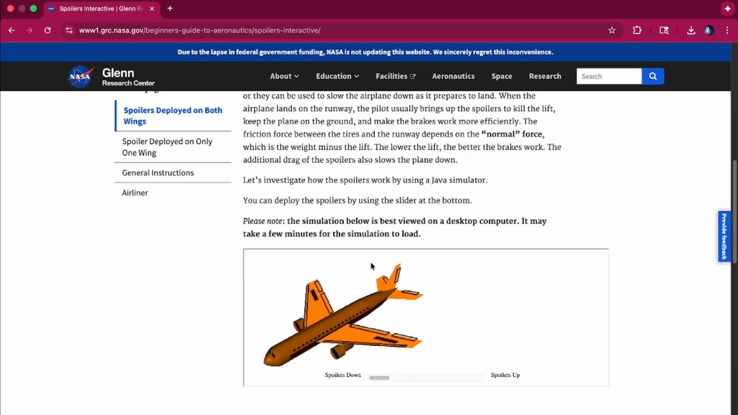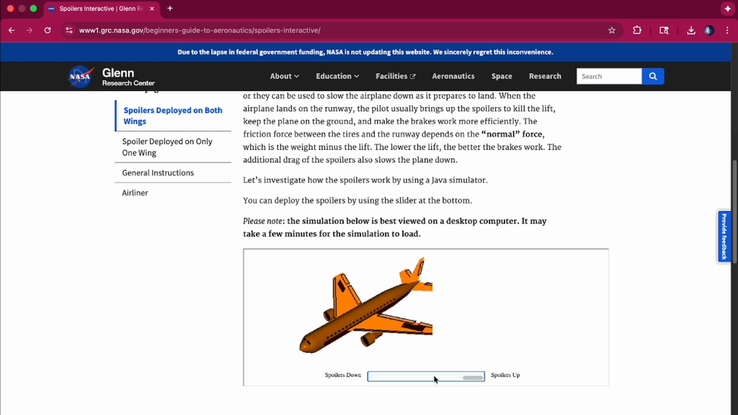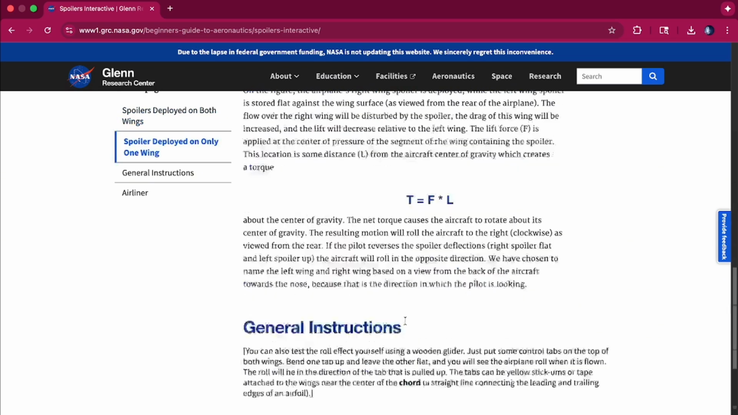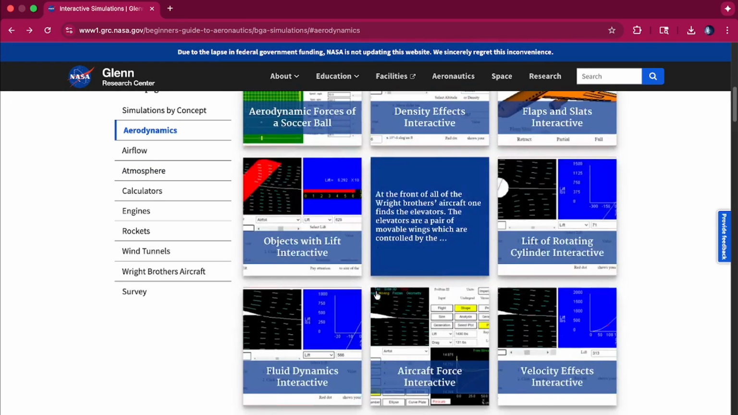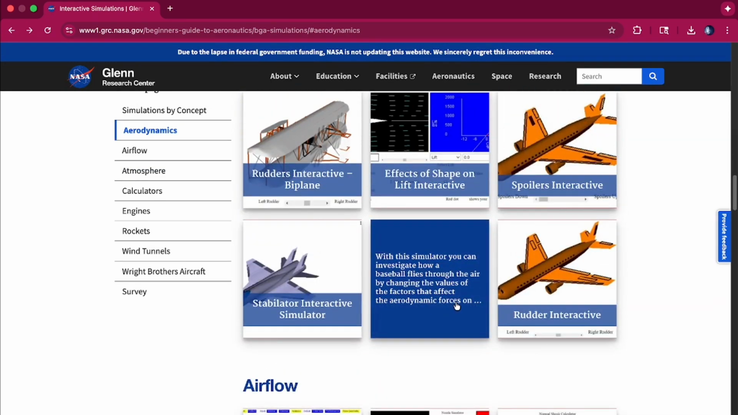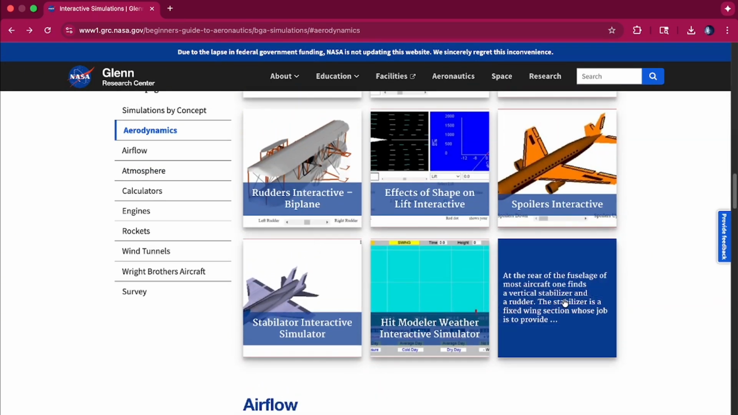So spoiler down. You see, these are the spoilers right here. If it goes up, it just goes up. That's kind of really what's there. We have also rudders. I'm going to go to rudders too.